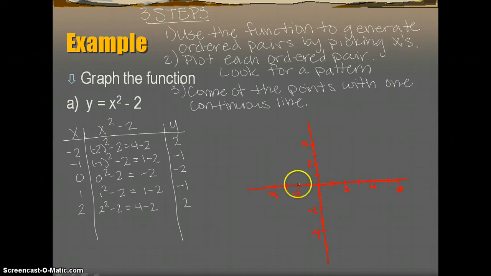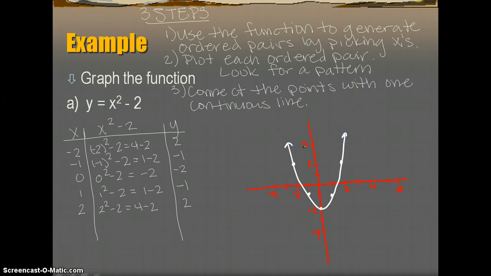So again, we have -2, 2, -1, -1, 0, -2, 1, -1, and 2, 2. Now, you may think that this is going to make a V shape, but if you make a V, you'll notice that our graph actually isn't going to touch those upper points. So really, this is going to make a U. So you're going to do your best to connect it using one fell swoop, meaning your pencil or writing utensil should not lift from the page.